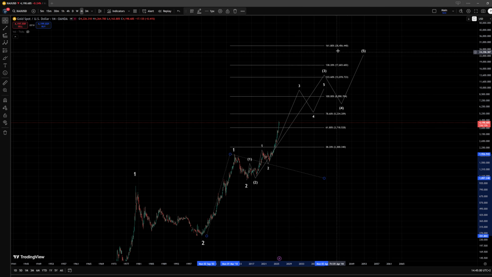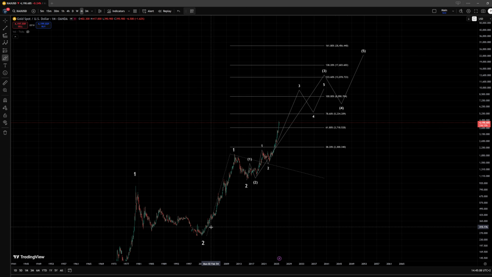It could easily get to those levels even within a milder interpretation of this structure, not even within a wave 3 actually. Even if we were to be tracking this as some sort of a large diagonal pattern, it could very easily get to those levels based on the internal structure that has been forming in this area.